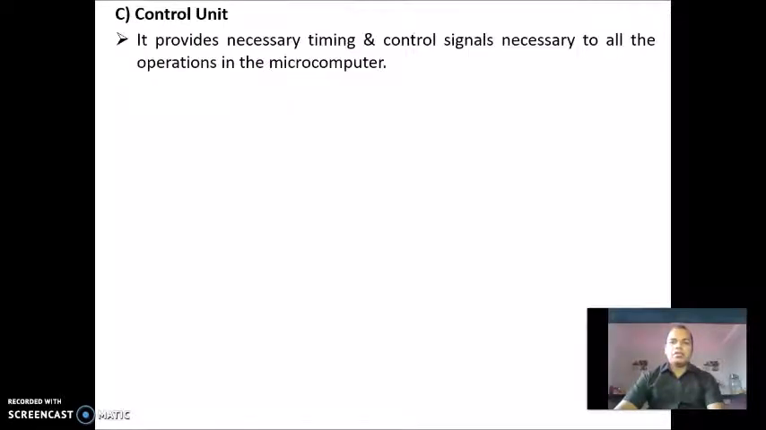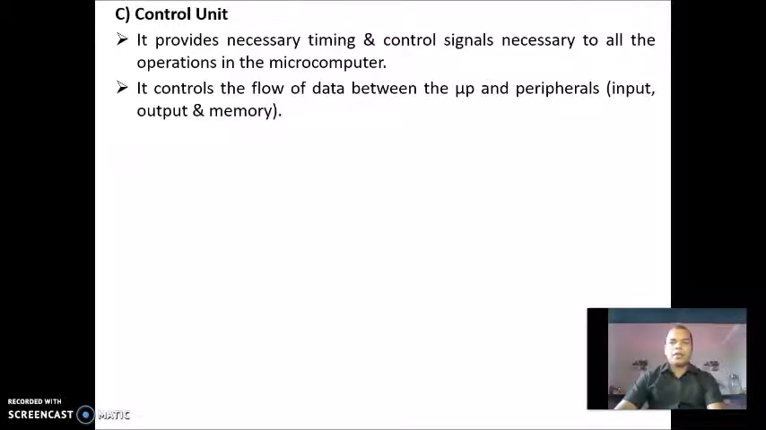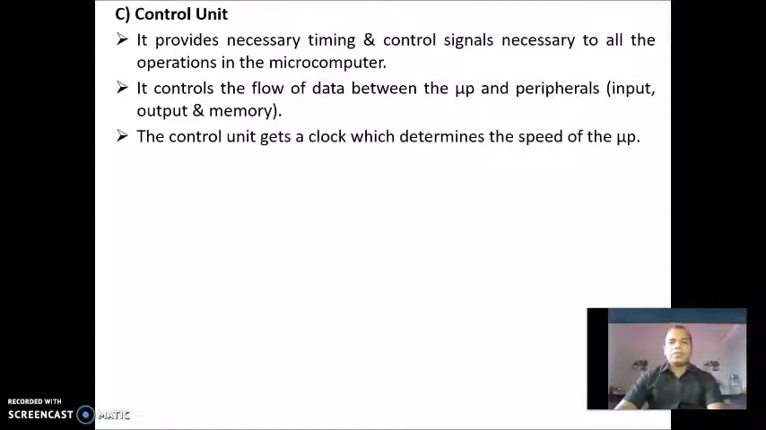Next block in the CPU is the control unit. This unit provides necessary timing and control signals necessary to all the operations in the microcomputer. It controls the flow of data between microprocessor and peripherals, which includes input, output, and memory. The control unit gets a clock which determines the speed of the microprocessor.